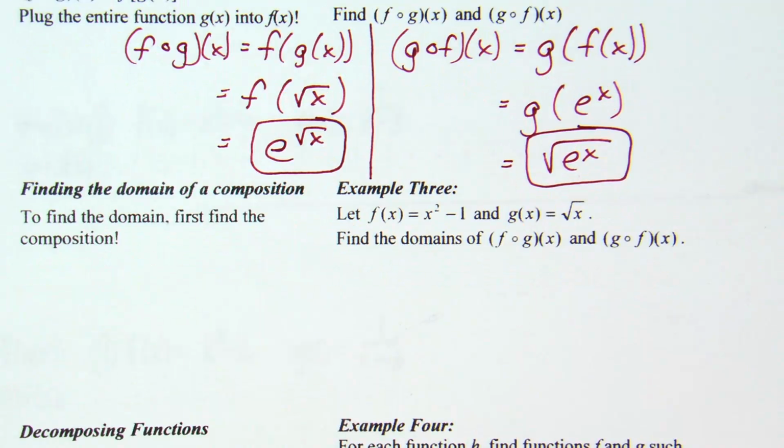Okay, well, we're going to practice some more on this next one, too. Now we're going to talk about finding the domain of composition. So it's still practicing doing our compositions, doing f of g or g of f, but then talking about the domain of it. We have a new f and g, so we get to practice differently here. f is now x squared minus 1. g is square root of x. Find the domains of f of g and g of f.